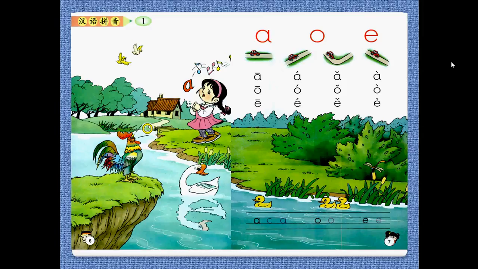And you can see on the river there are 4 lines. So it means if we want to remember them, we can write down the 4 lines and write down those letters in your notebook. So let's repeat one more time. a, a, a, a. o, o, o, o.